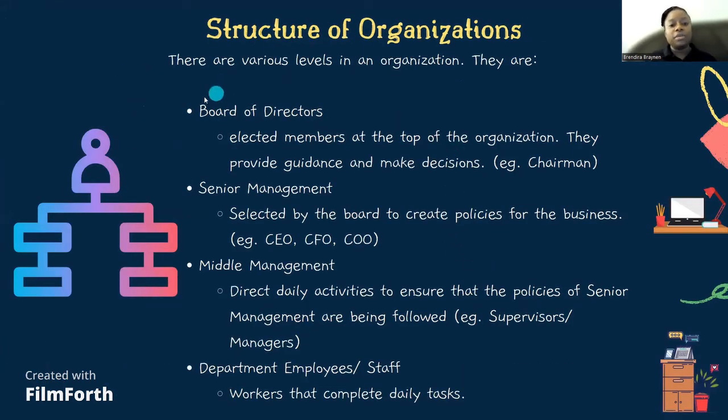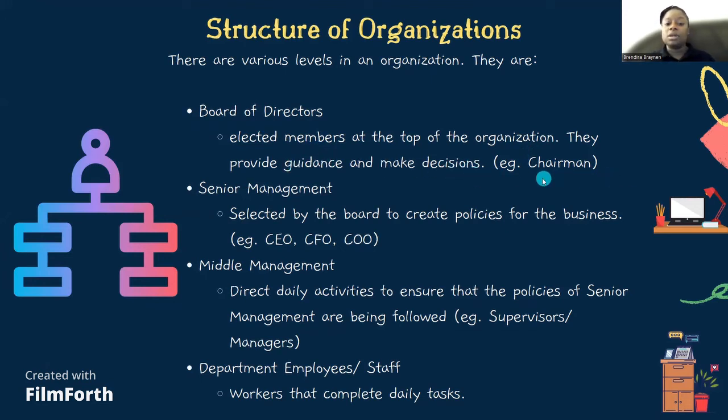When we look at the structure of organizations, those are the levels that we saw on the organizational chart. And so just to give you an idea, at the very top, right underneath the owner, tends to be the board of directors, and these are elected members. So shareholders normally come together and they vote on who is going to be a director. So that's what the word elected means. They're elected members at the top of the organization, and they provide guidance and they make decisions about the company.